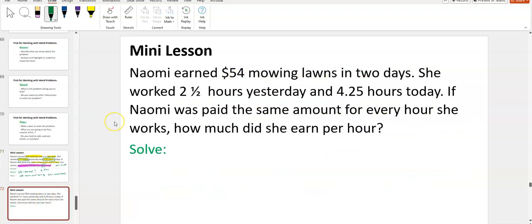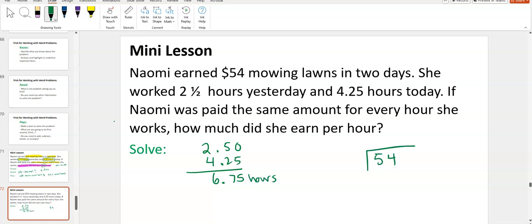All right, so let's plan it out. Okay, so I said I was going to add, so we're going to do 2.5 plus 4.25. So that's 6.75 hours total that she worked. And now I'm going to take 54 and divide that by 6.75. Decimal. I know I'm going to need some zeros there. All right, I don't have a whole number divisor, so I'm going to move my decimal to the end 2 places. Move my decimal 2 places here. So my decimal point is actually going to go way over there. So let's get rid of that.